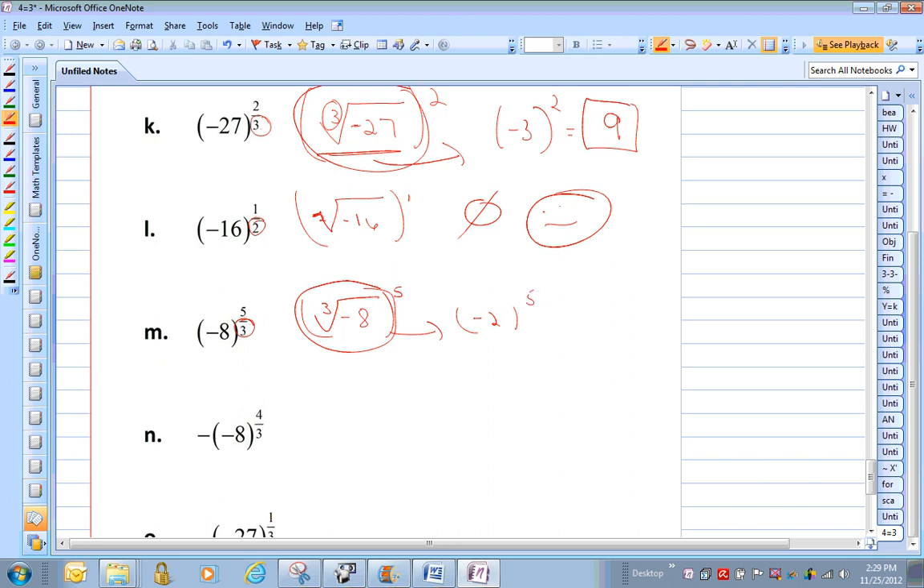Now, a negative number raised to an odd power is going to give us a negative output. Please be really careful about that. So 2 times 2 is 4, times 2 is 8, times 2 is 16, times 2 is 32. And our final answer would be negative 32.